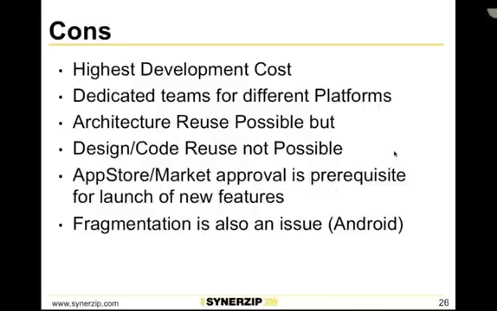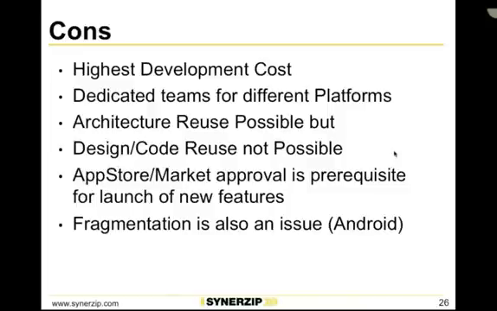Whether you have a roadmap for each platform, you may have a much better roadmap for iOS, a much lesser one for Windows 8 because you don't know where it's heading, but you will still need to have dedicated teams for them. Architecture reuse is possible in this case, but I have seen that design reuse and code reuse are difficult. Of course, code reuse is not possible, but even design reuse is difficult because the paradigms which these platforms use are very limited.